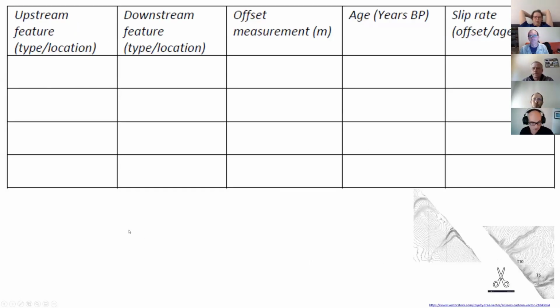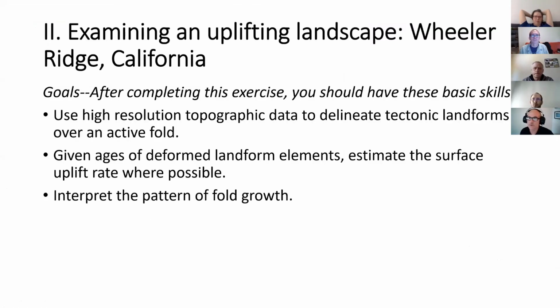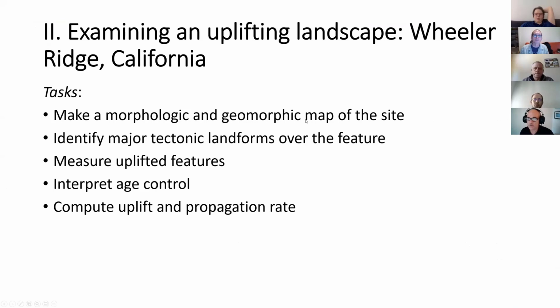So just for maybe 1 or 2 more minutes, I'll introduce Wheeler Ridge. So this is now a fold that's uplifting and deforming alluvial fan units in this part of Southern California. So you're going to make a morphologic and geomorphic map of the site, identify the major features. I'm going to give you some ages, and then you're going to compute the uplift and the propagation rate.